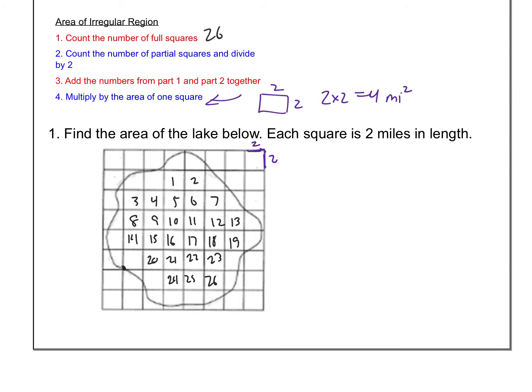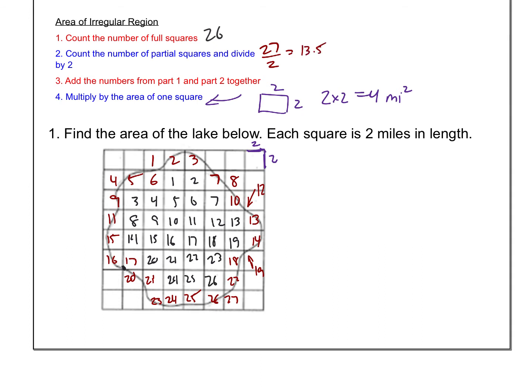Now for partials, you count everything that has part of the lake involved. I would start here. 1, 2, 3, 4, 5, 6, 7, 8, 9, 10, 11. You could almost argue this one for 12, 13, 14, 15, 16, 17, 18. You could almost call that 19, 20, 21, 22, 23, 24, 25, 26, 27. So that's 27 partials divided by 2, which is 13 and a half.